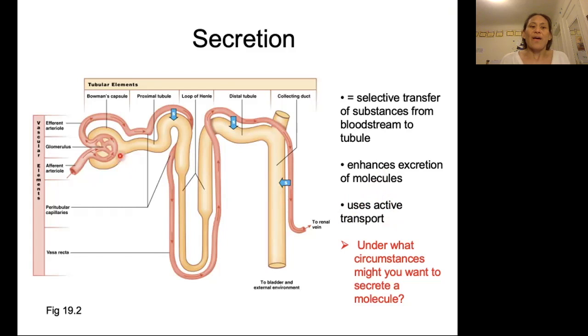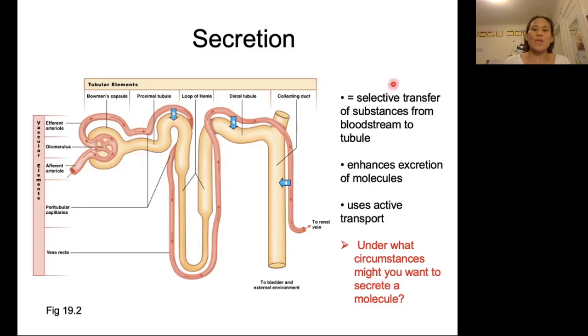Okay, so again, remember that at least initially, the composition of the filtrate is going to be just about the same as the composition of the plasma, except that we don't have proteins there, okay? And then it's only going to get more concentrated as we move down the tubule because we're removing water. Therefore, if we are to transfer a particular molecule from the bloodstream into the tubule, we're going to be moving against its concentration gradient. Therefore, we need to use active transport to transport that molecule.